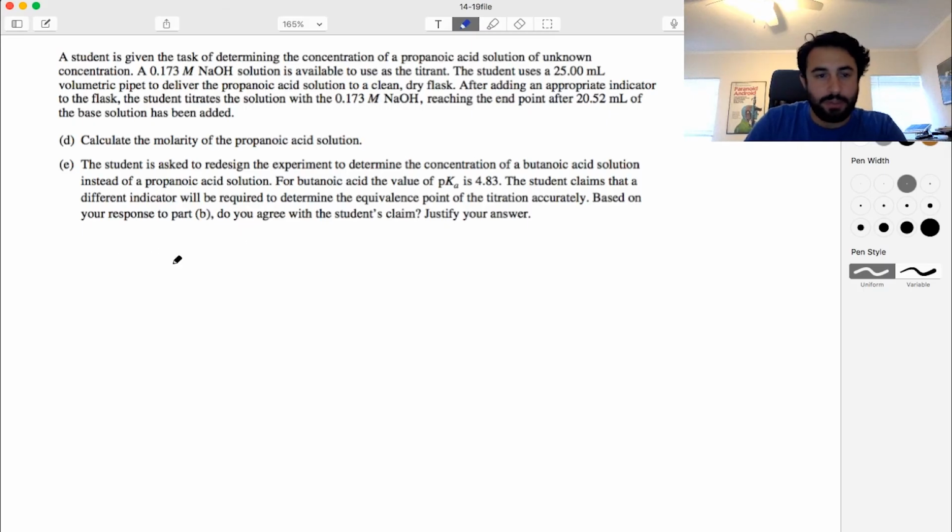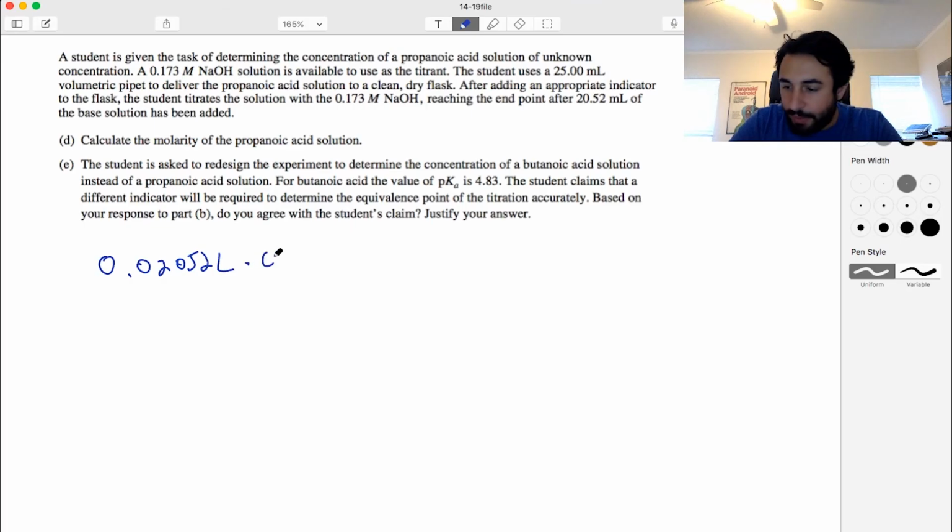So let's convert milliliters to liters, 0.02052 liters. And then we're going to multiply by 0.173 moles per liter, right? Liters are going to cancel. We're going to get the moles of base that we added.